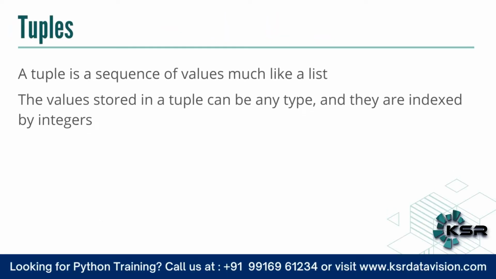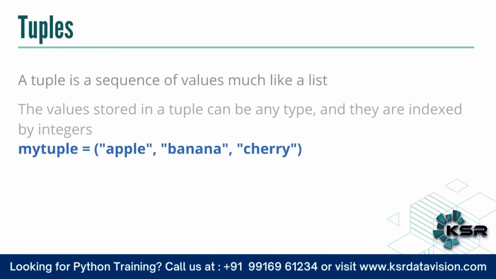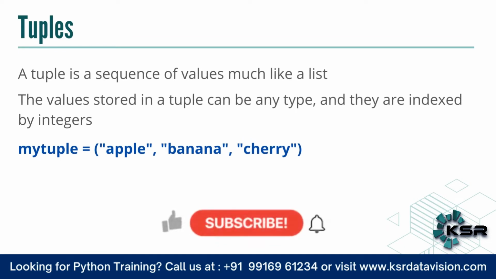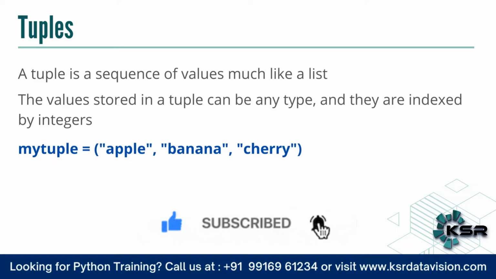So a tuple is a sequence of values much like a list. The values stored in a tuple can be of any type and they are indexed by integers. Exactly the same as a list. In a list also, the values stored can be of any type, and they are also indexed.